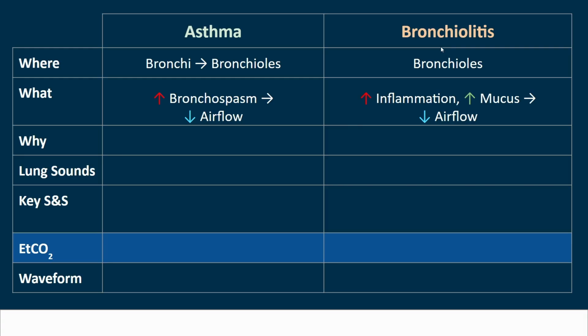Let's see. Tati, why asthma? I don't understand what you mean by why. My sister has asthma. Why? Because of bronchoconstriction. Allergy, like it's a lower airway. Kind of. Yeah, kind of.